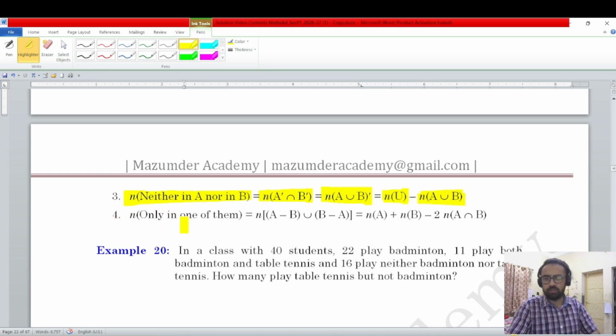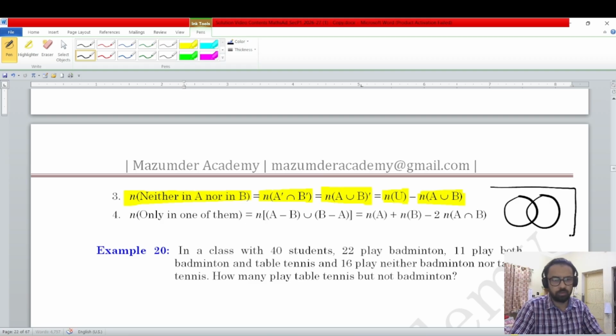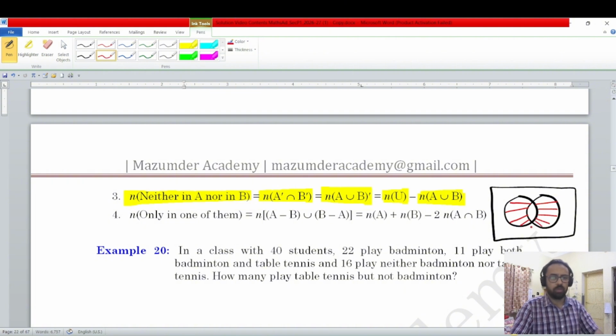The last one is only in one of them. What does it actually mean? Suppose your diagram is like this. Only in one of them means I want only in A and only in B. So basically we want to find the number of elements in A difference B union B difference A.